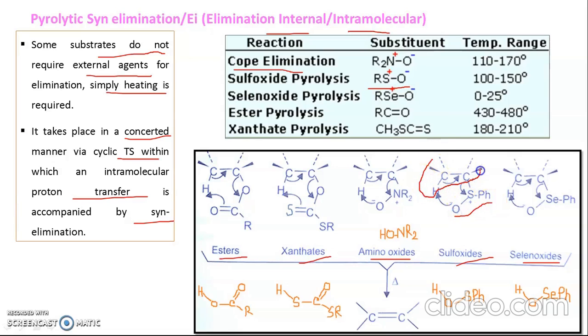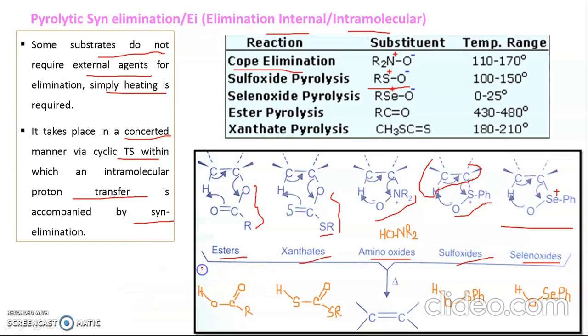This portion is common for all the molecules, only there is a difference at this portion, right? There is a plus charge over selenium. So when it is xanthate, then we see there is R-S-C double bond S. When it is selenoxide pyrolysis, this is the molecule. And another thing I want to mention: when it is xanthate, the name is Chugaev elimination. There is a special name for the reaction, which is Chugaev.